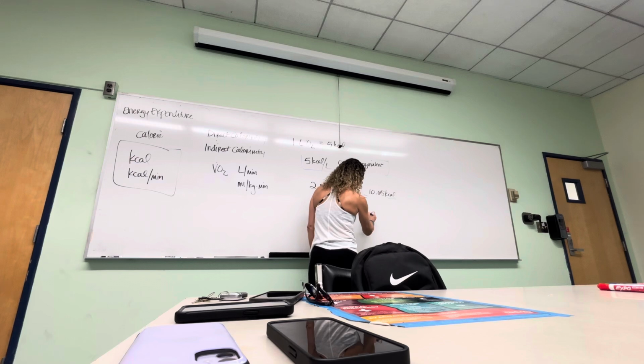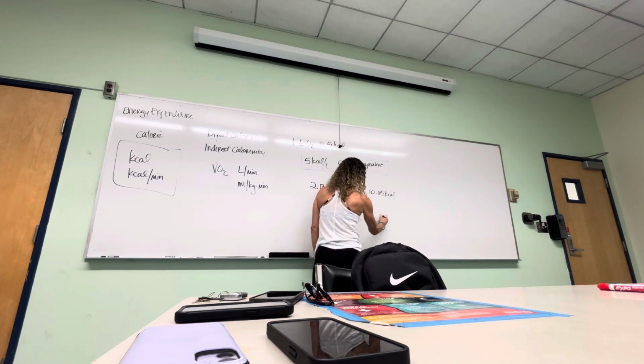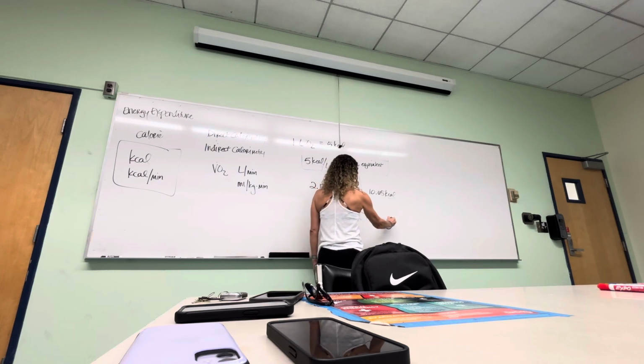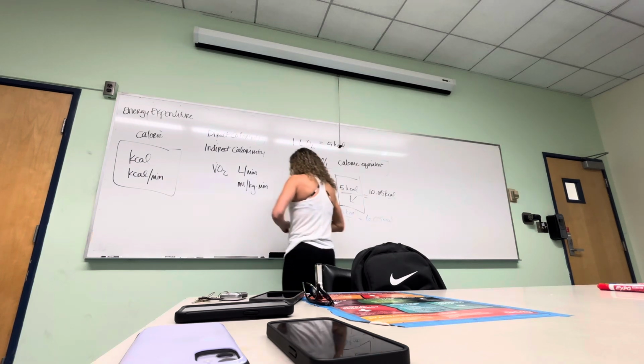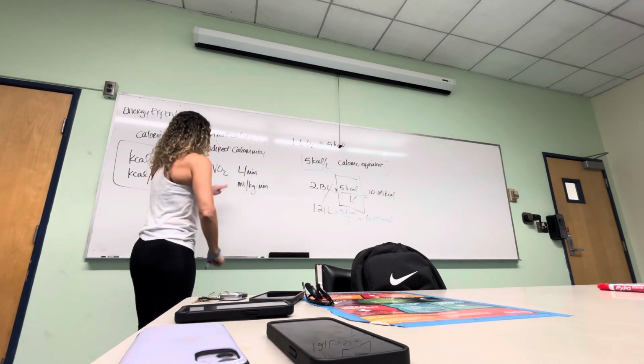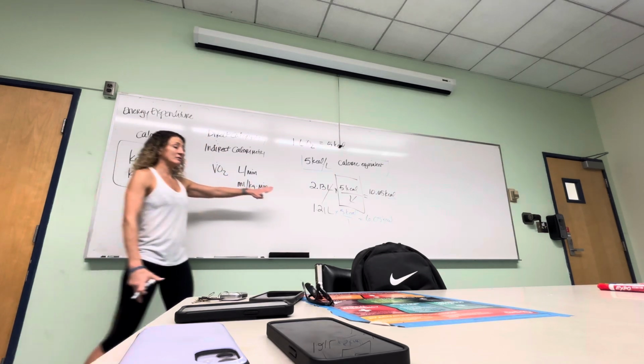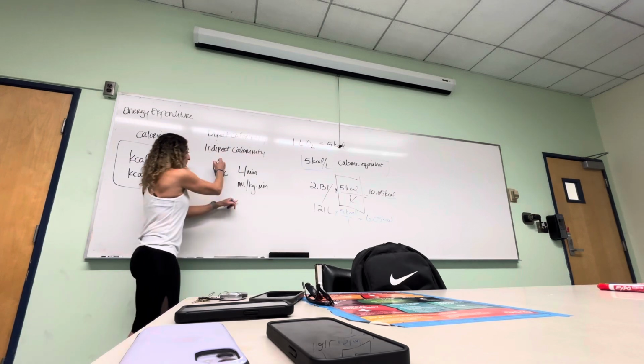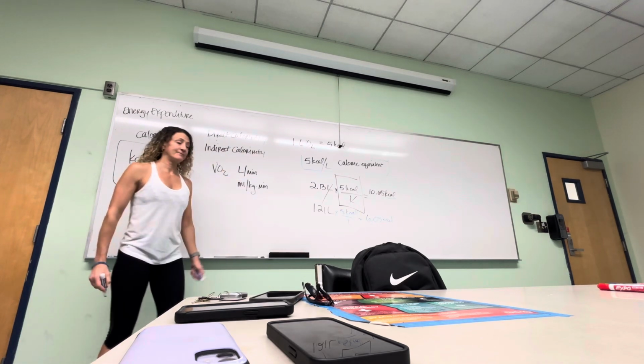6.05. And we're always going to go out 2 decimal places. And what's my unit on this? Okay. So oxygen consumption will never be given in just liters. It's always per minute, so it will be given in liters per minute.